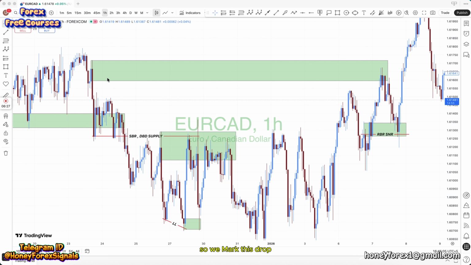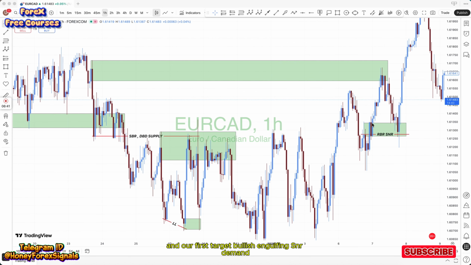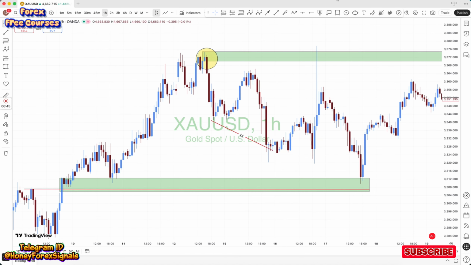So we mark this drop base drop supply with bearish engulfing. Trend line breakdown, lower low. So look, we take entry, sell from here and our first target is bullish engulfing SNR and our demand. Now we look at the chart. This is our gold chart of H1.